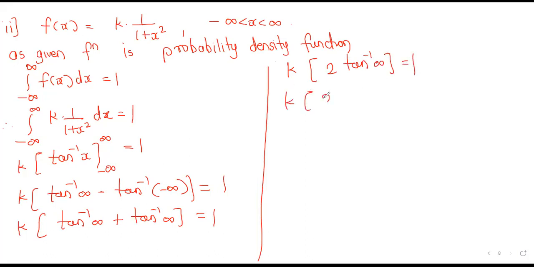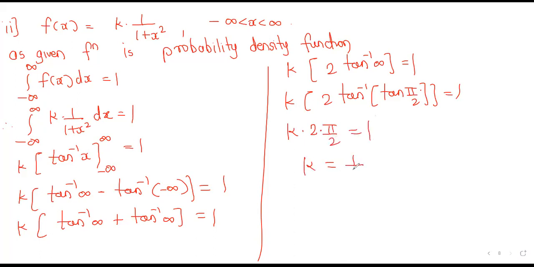So k into 2 into tan inverse. What is the value of tan inverse infinity? Pi by 2. Yes, pi by 2. So k into 2 into pi by 2 is equal to 1. The 2 gets cancelled. k is equal to 1 upon pi. Okay.